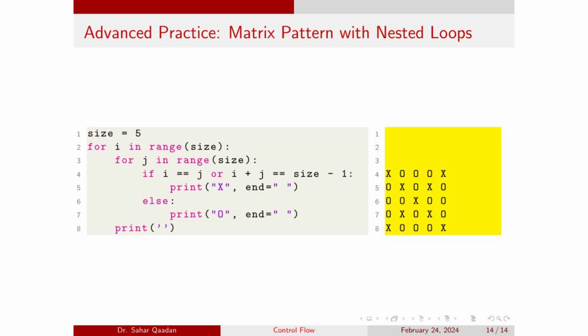Final question I have for you here. What would happen if size was 6? Would the diagonals still work? Yes. Same logic, bigger grid.